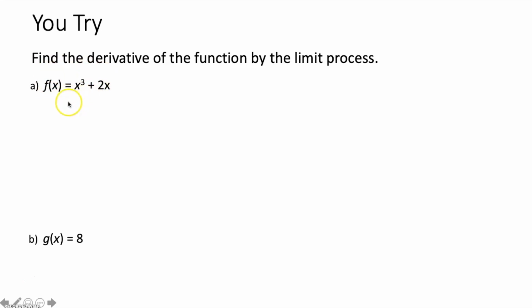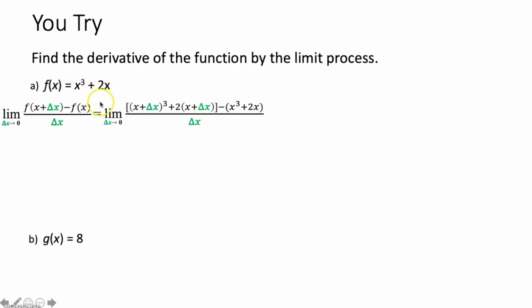So we're going to use the first definition of the derivative, which looks like this. This first part up here requires us to plug in x plus delta x anywhere we see an x up here. So it's going to be x plus delta x cubed plus 2 times x plus delta x. We then just plug in f of x, which is x cubed plus 2x, and that's all over delta x.